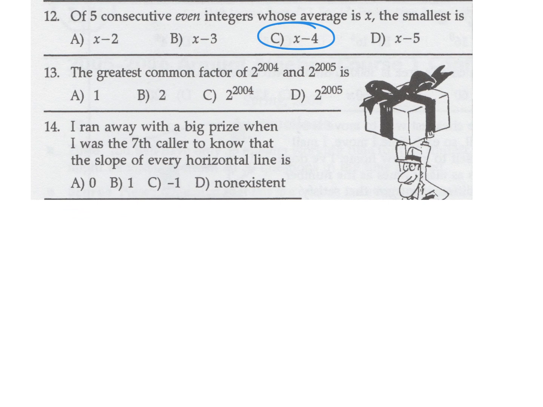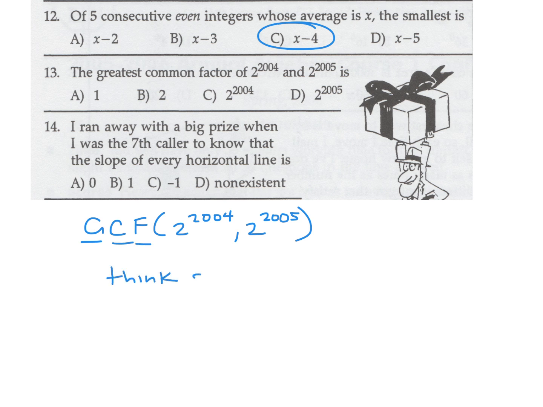The greatest common factor of 2 to the power 2004 and 2 to the power 2005. So this time we have the GCF, greatest common factor, of 2 to the power 2004 and 2 to the power 2005. Now, these are already in their prime factor format. And for greatest common factor, you think smallest. Smallest what? Smallest exponent of the prime factors. And in these two numbers, the smallest one is this guy. So that would be the GCF, 2 to the power 2004. So 13 is C.